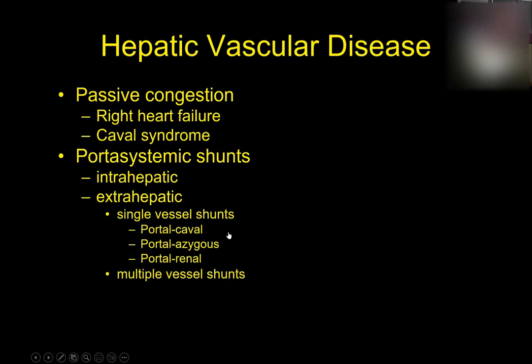Probably one of the more common ones you're going to see is congestion of the liver. This is usually due to right heart failure. Blood goes through the caudal vena cava, and normally that blood should enter up cranially into the right side of the heart, where it then goes to the lungs, gets reoxygenated, goes back to the left side of the heart, and then gets pumped out through the aorta, right?